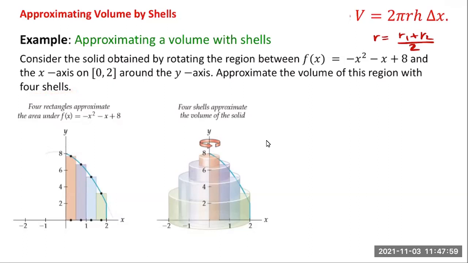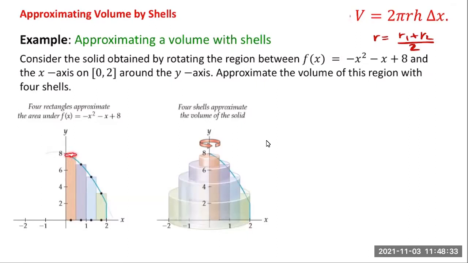So what I'm going to do is divide this interval [0, 2] into 4 subintervals. This is the first subinterval, second subinterval, third subinterval, fourth subinterval. Now, in each interval, I'm going to construct a shell. If I go to the first subinterval, I take the midpoint of that subinterval and take the function height to be the height of the shell in that interval. This is my function height.